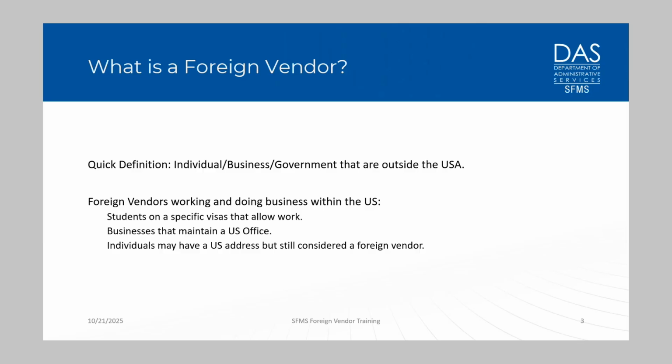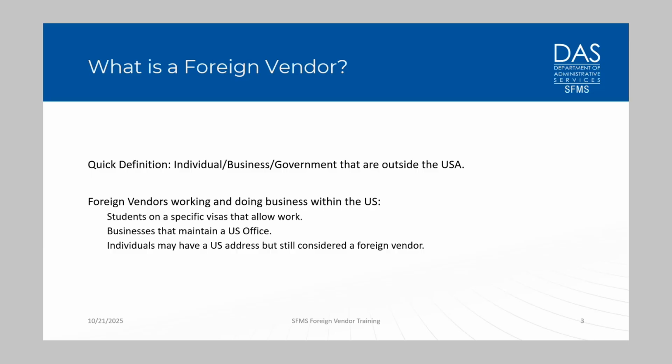Anyway, let's talk about what is a foreign vendor. Basically, the quick definition of a foreign vendor is an individual, business, or a government entity that is formed or resides outside of the United States of America. So we have domestic vendors. Tammy covers this. They're 1s and 3s. Foreign vendors are 2, and these guys are outside of the U.S. Foreign vendors also can be found working within the U.S. and doing business within the U.S.